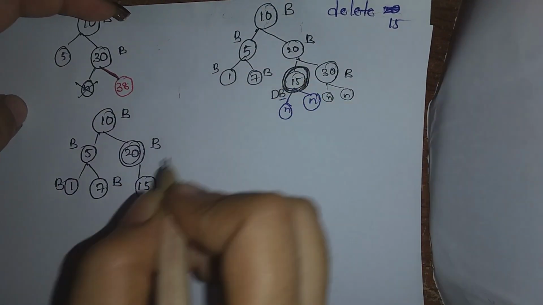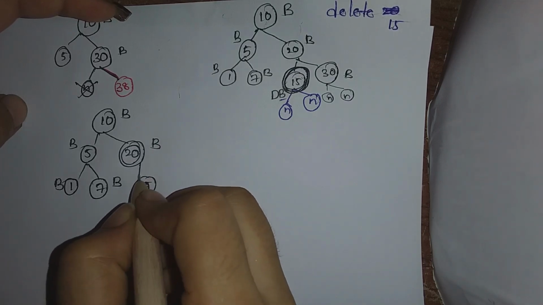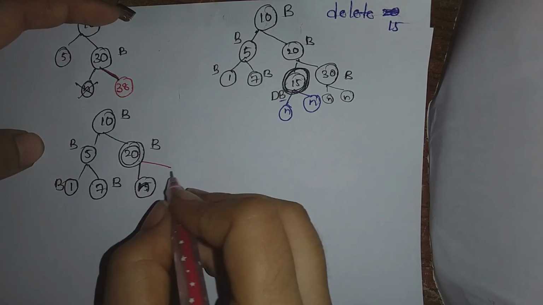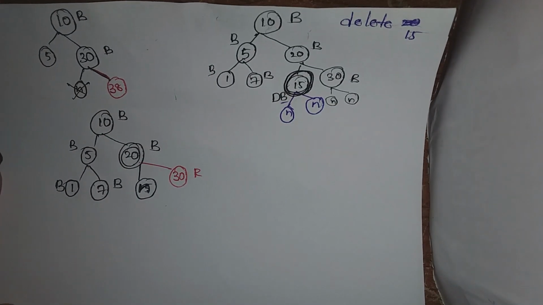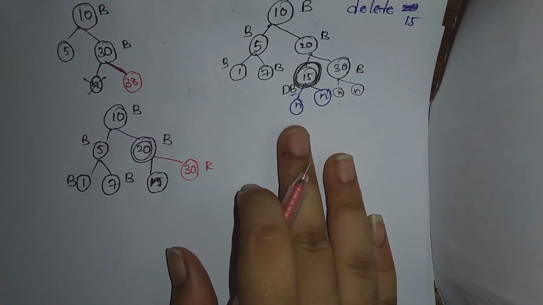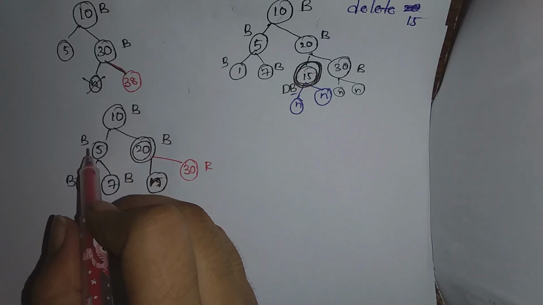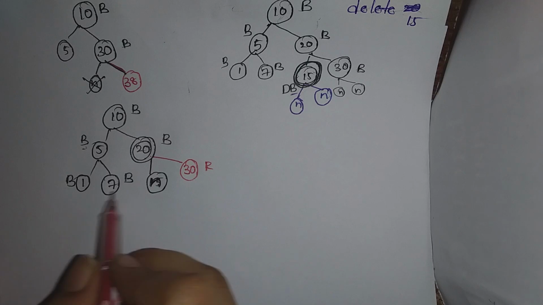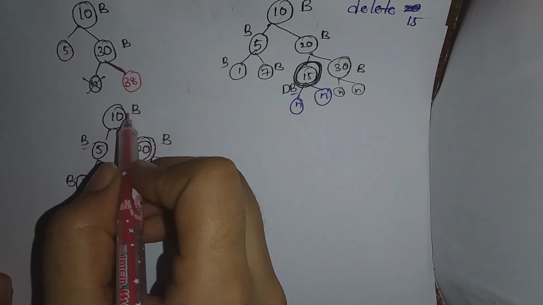It's a nil node, and then the DB's sibling is going to change the color to red. Now, what we can see again, we need to reapply the process. The DB's sibling is black, and both of its children are black. Then we need to give this DB to the parent.